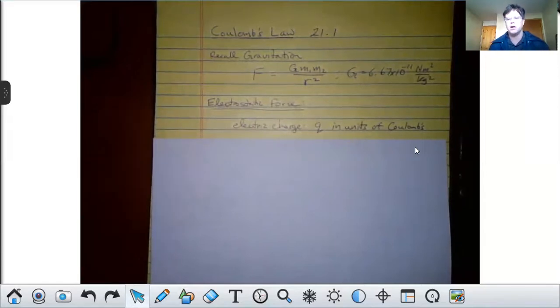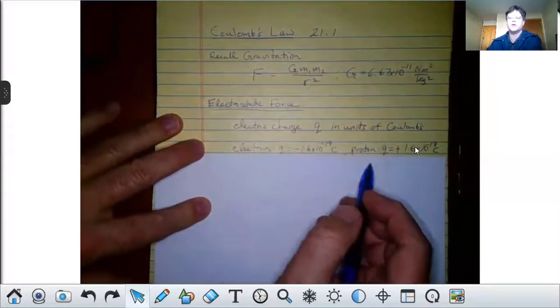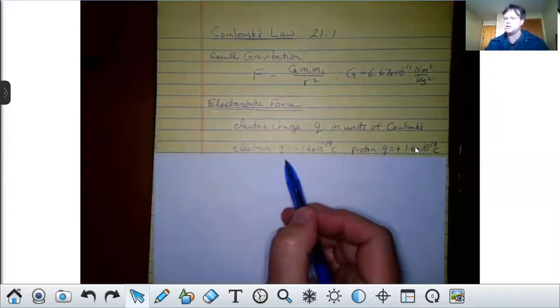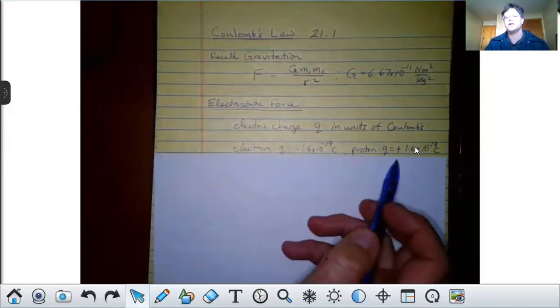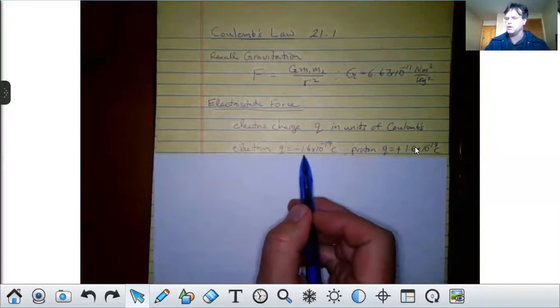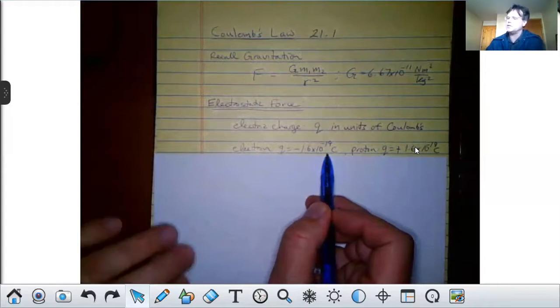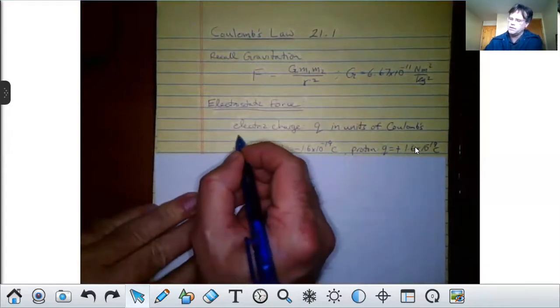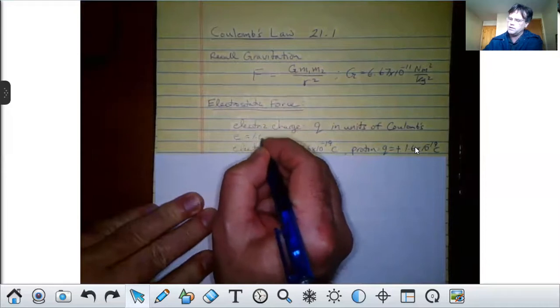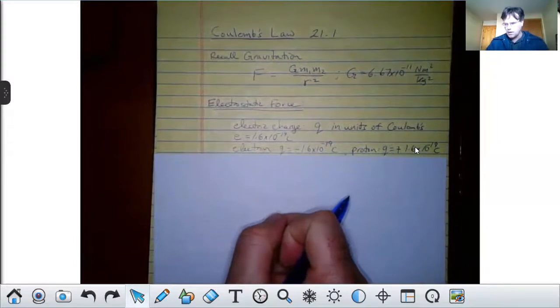In fact, there's a smallest or fundamental amount of charge in the universe. It's the charge on an electron or a proton. As it turns out, the electron is negatively charged and the proton is positively charged. But they have the same amount of charge in coulombs, 1.6 times 10 to the negative 19 coulombs. Sometimes you will see this quantity denoted by the letter e. That amount of charge is the fundamental amount of charge that you can have.